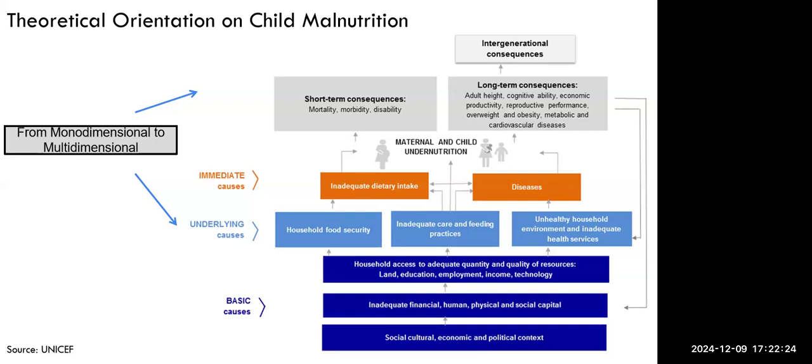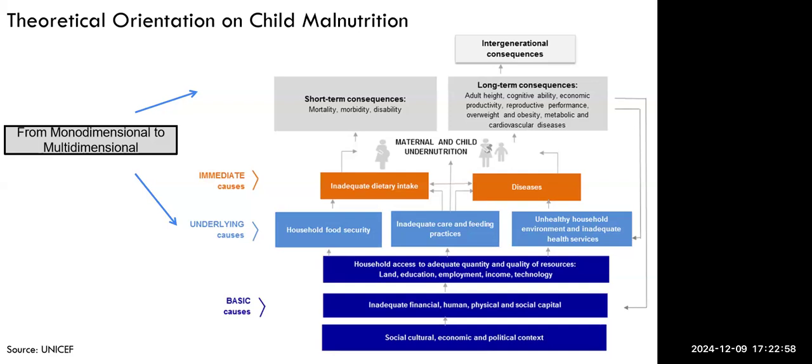And remember, it's not easy or possible to have data for all such measures. So we try our best to retrieve the proxy for such measures, and then we try to relate it with underlying causes, because basic causes affect underlying causes, and then underlying causes affect immediate causes, and then those immediate causes affect child health outcomes. So the next is underlying causes.